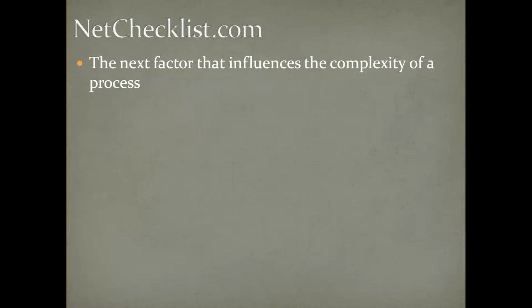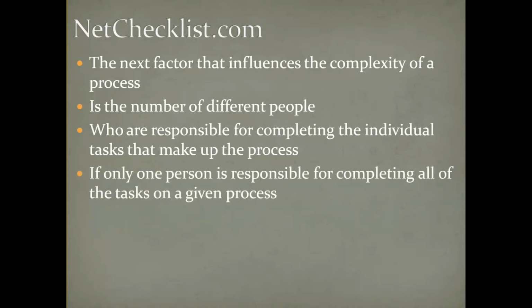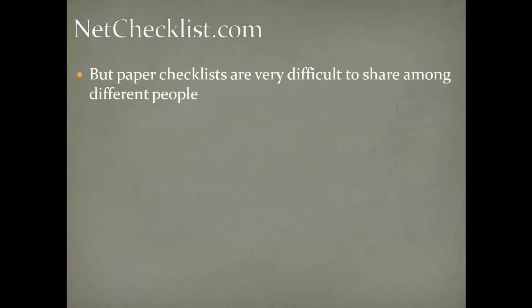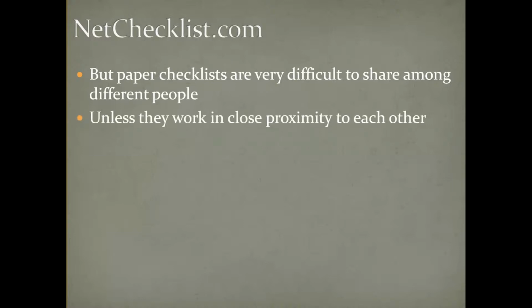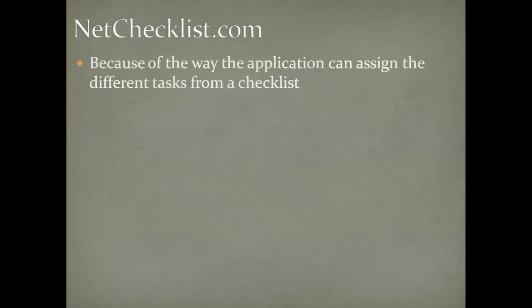The next factor that influences the complexity of a process is the number of different people who are responsible for completing the individual tasks that make up that process. If only one person is responsible for completing all of the tasks on a given process, then they may do just fine working off of a paper checklist that's stuck in their desk drawer. But paper checklists are very difficult to share among different people unless they work in close proximity to each other, where they can physically look at the piece of paper that a checklist is printed on together.